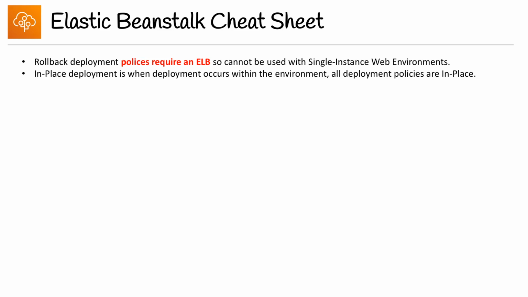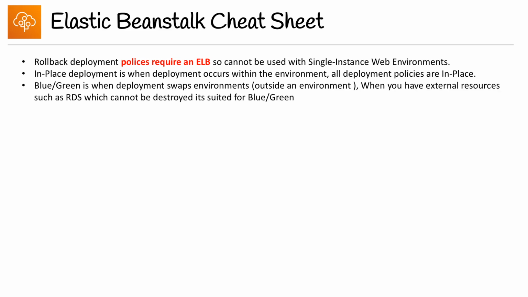Just consider that. In-place deployment is when deployment occurs within the environment. All deployment policies are in place. Blue-green is when deployment swaps environments, so outside an environment. When you have external resources such as RDS, which cannot be destroyed, it's suited for blue-green deployment.